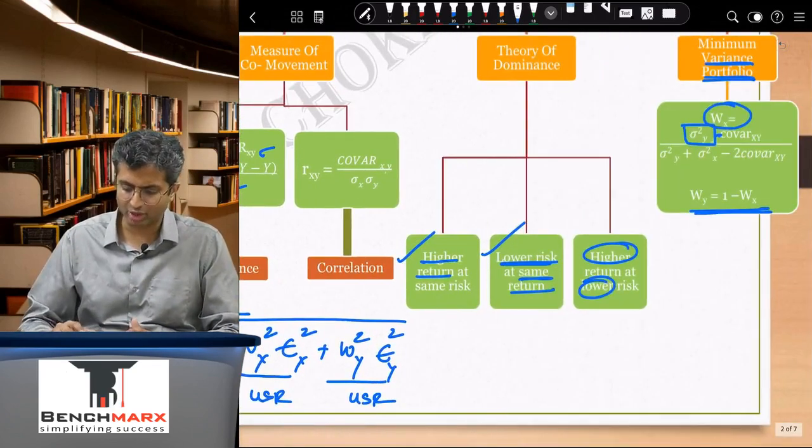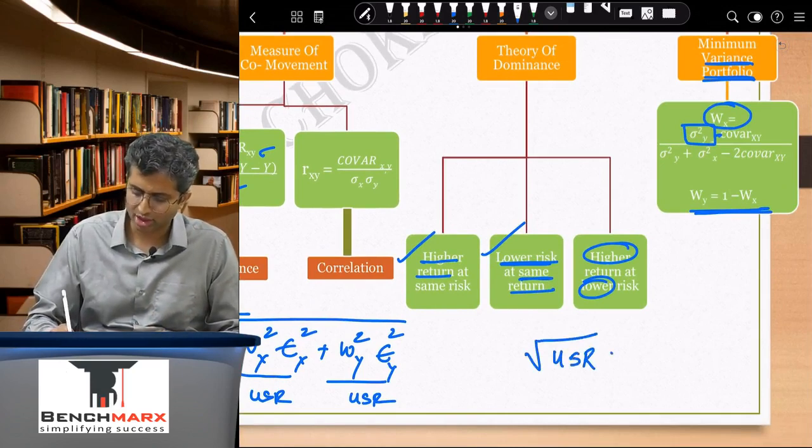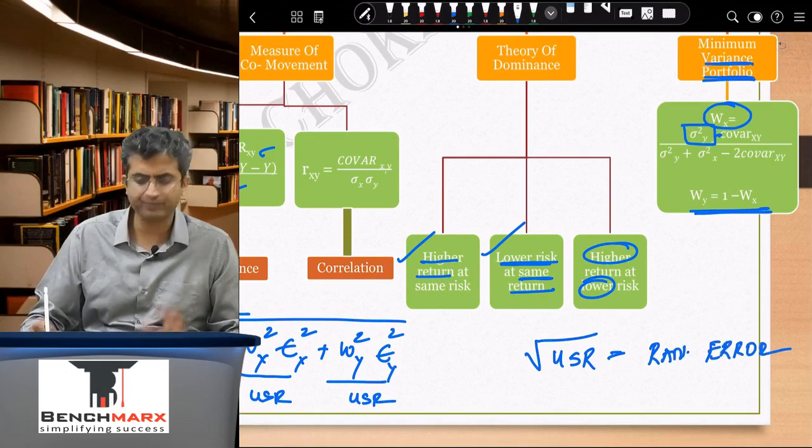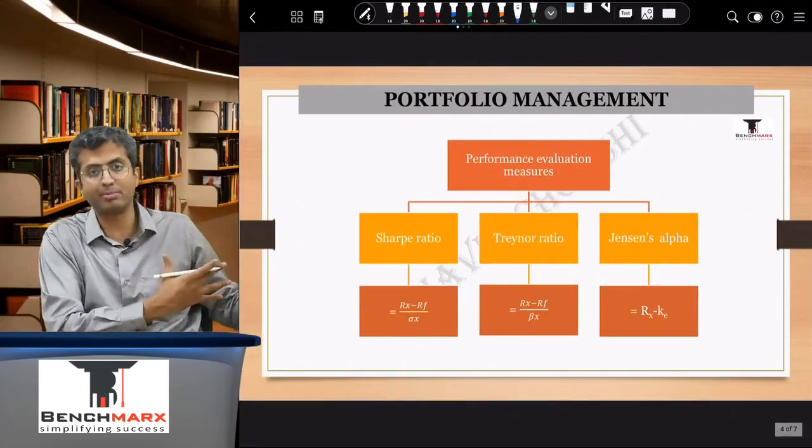You also have to remember that there is something called random error. Sometimes the institute asks you about random error. Random error is nothing but the square root of unsystematic risk. So if there is an unsystematic risk square rooted, that is also called the random error term. Okay, so that takes care of the more important parts of portfolio.